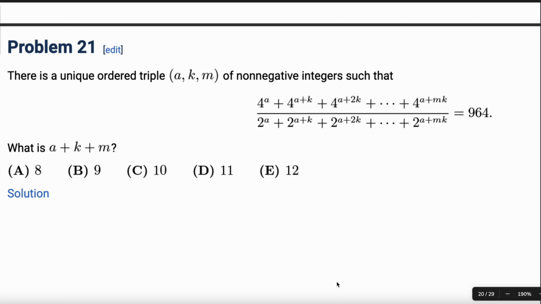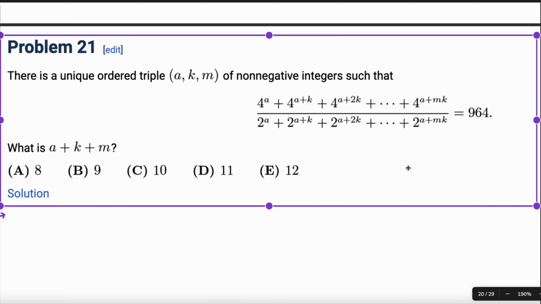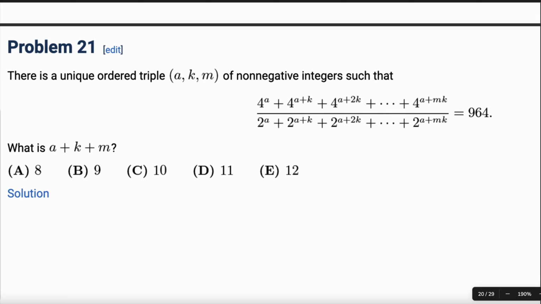Okay, problem 21 from the 2025 AMC 12A. It's another one with ordered triples, but there's a unique ordered triple (a, k, m) of non-negative integers such that this equation is equal to 964. We were asked to solve for this ordered triple, so we need to find the sum. So we need to solve for the ordered triple first.